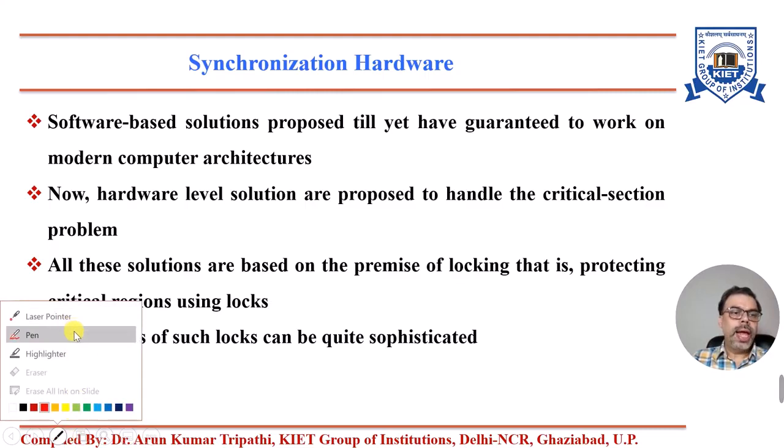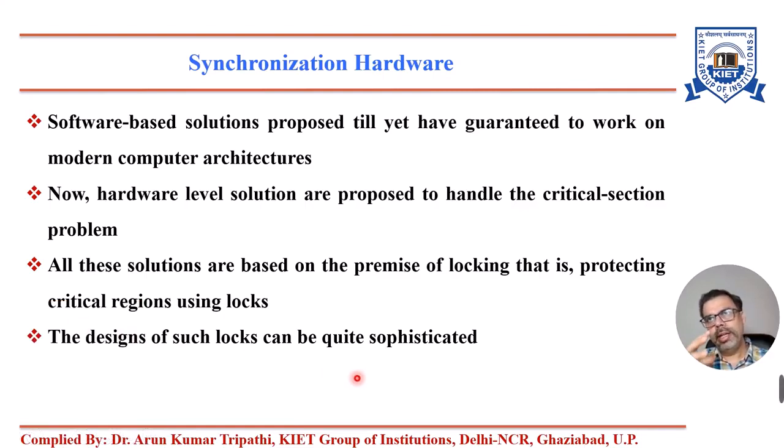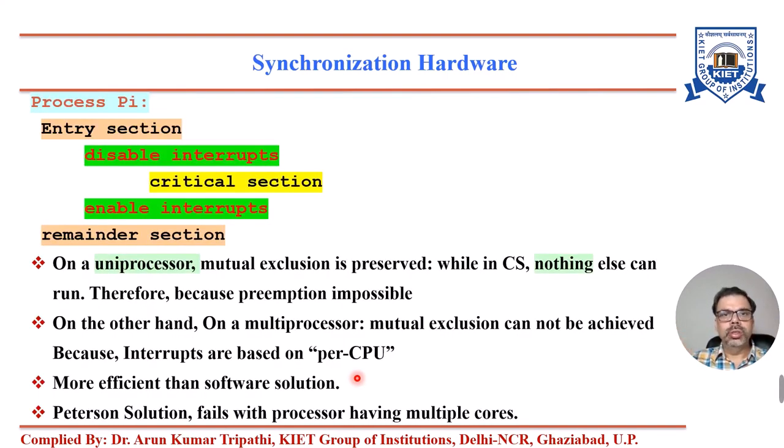Now, as we know, locks are a hardware level interaction. Hardware level interaction is very fast and guarantees that only one process can enter into the critical section. So how it works, let us see.